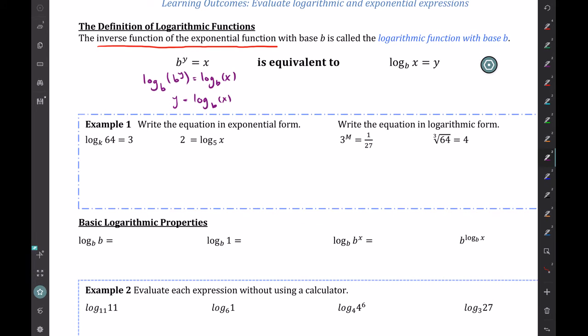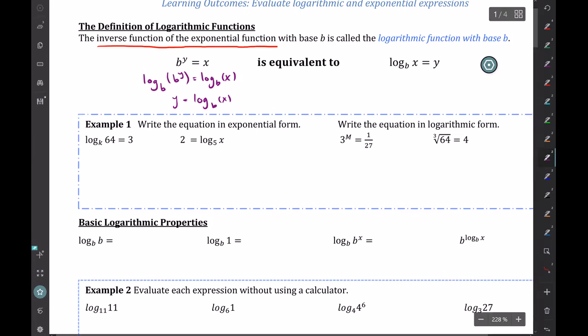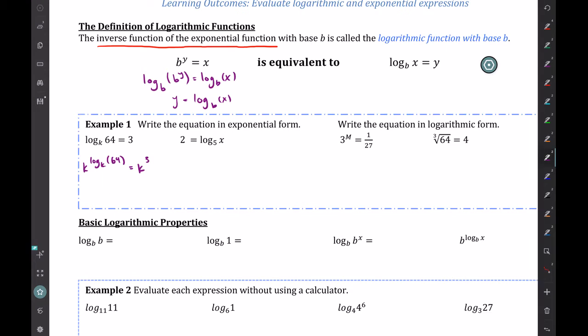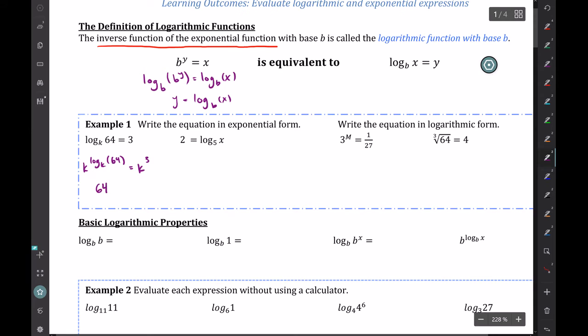Let's write each equation in logarithmic or exponential form. So we're starting with log base k of 64 equals 3. And the goal is to write this as an exponential. So what you would do is you would take k raised to the log base k of 64 equals k raised to the third. And now k to the log base k of 64 is just 64. So you get 64 equals k to the third.